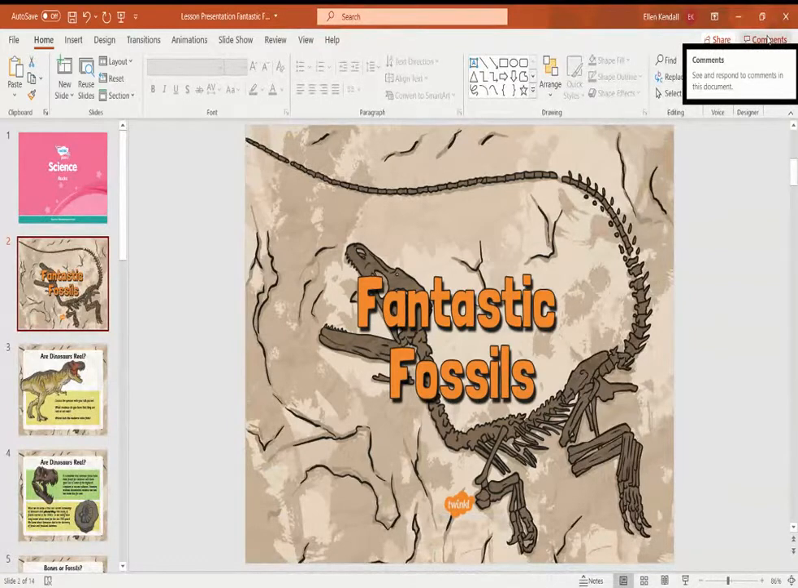Hello children, this afternoon in our science lesson we are going to be looking all about fossils. Okay, so last couple of weeks we've been looking at rocks and the different types of rocks, and we're going to move on to fossils today.